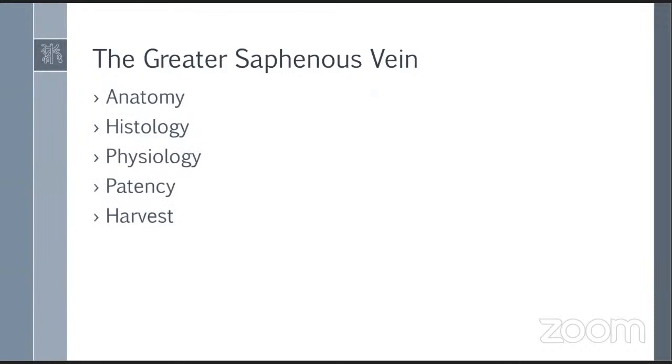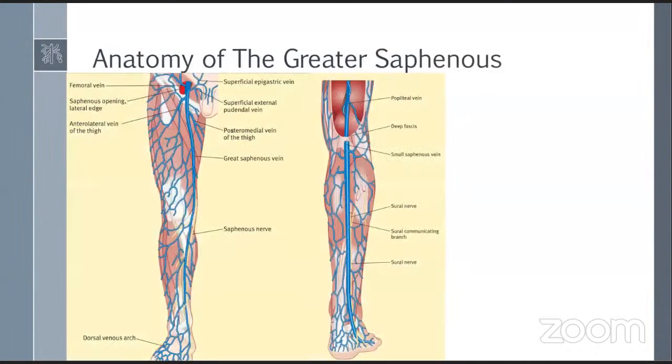There are 5 main points about the greater saphenous vein that I will be talking about. Anatomy of the greater saphenous, and also I'll mention the lesser saphenous, the histology of the saphenous vein, some physiological aspects, and some about the patency rate and the harvesting technique. So the greater saphenous vein is a subcutaneous vein of the lower limb. It drains mainly the skin and the superficial tissue of the lower limb and the lower abdominal wall and pudendal region. It has valves that are delicate and bicuspid, like all other valves.